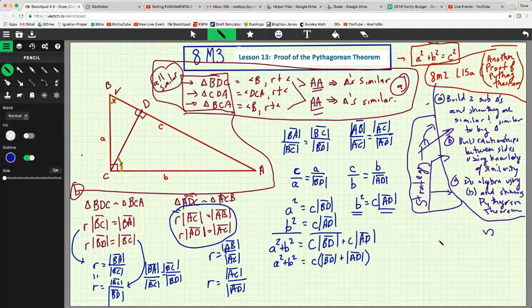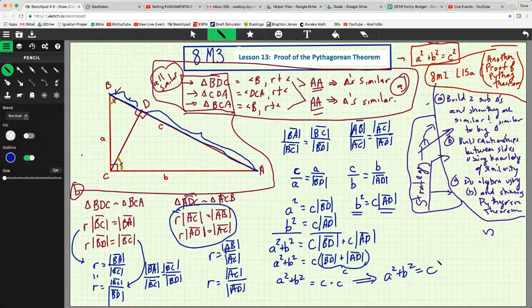A lot of building blocks come into play in this proof. For those who have hung with me, great. You've done well. Now, what is BD plus AD? What is this equal to? If I add this side to this side, what do I get? Well, I get the whole side. And that's C. So let's just replace this with C. I get A squared plus B squared equals C times C. Well, what is C times C? Oh my goodness. A squared plus B squared equals C squared.